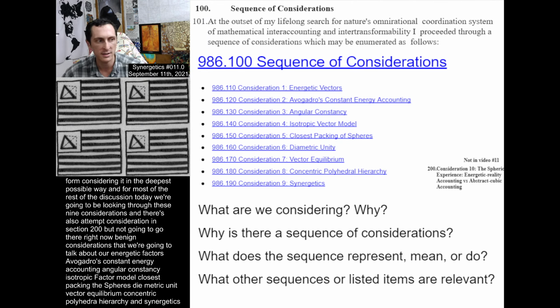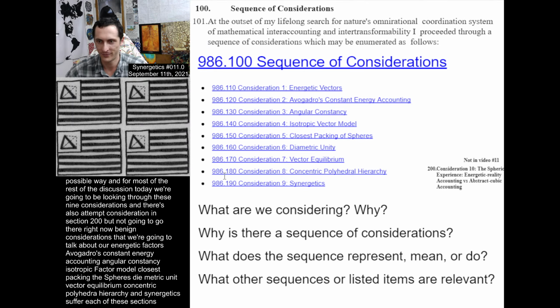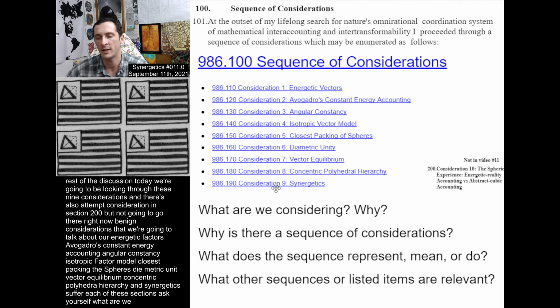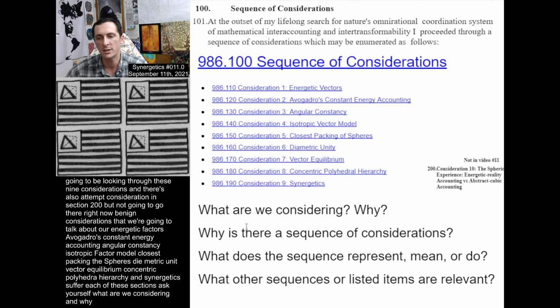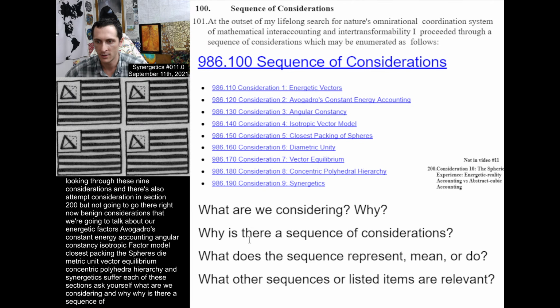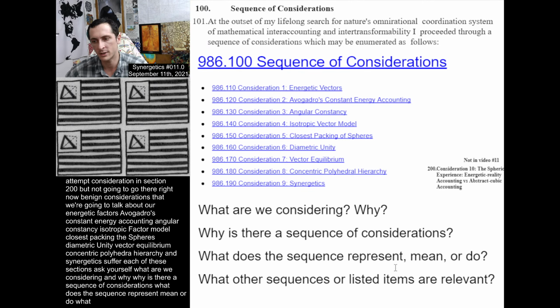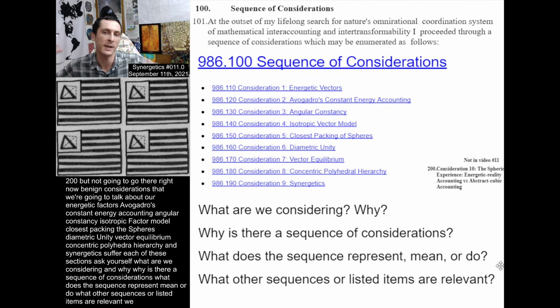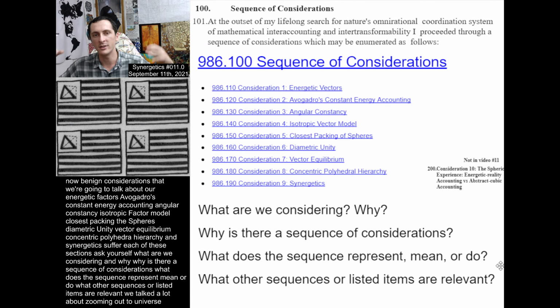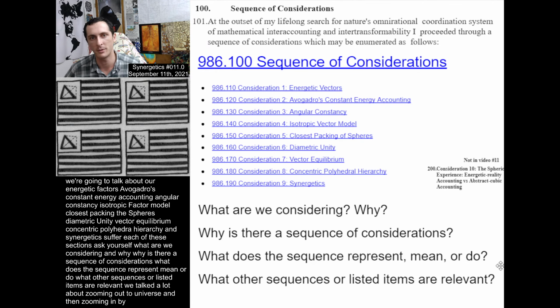So for each of these sections, ask yourself, what are we considering and why? Why is there a sequence of considerations? What does the sequence represent, mean, or do? What other sequences or listed items are relevant? We talk a lot about zooming out to universe and then zooming in by progressively discarding irrelevancies.